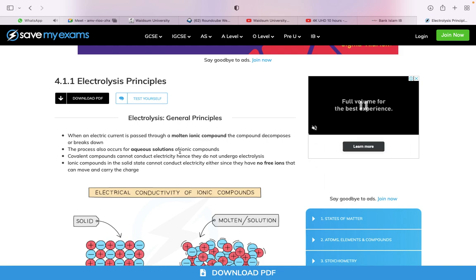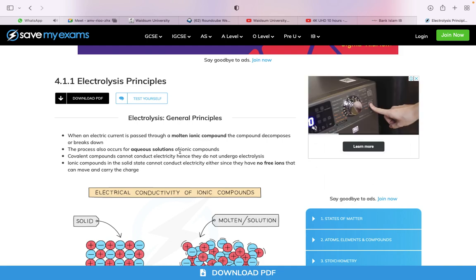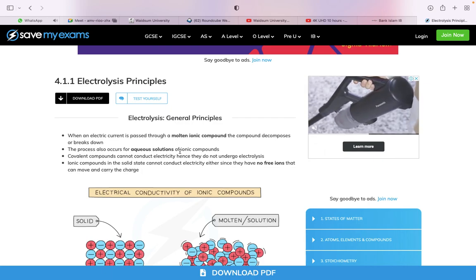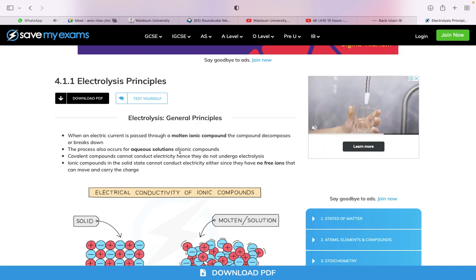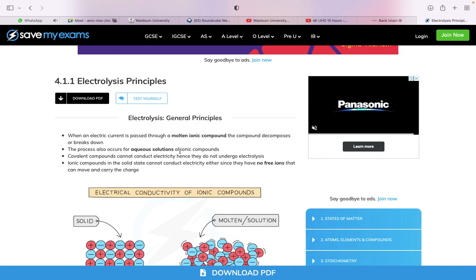Now, covalent compounds cannot conduct electricity. You know this, right? Why? Because covalent compounds are compounds that are between two nonmetals, right? It's a bond between two nonmetals. Nonmetals are not good conductors of electricity.